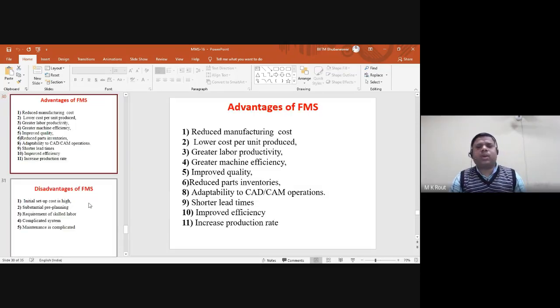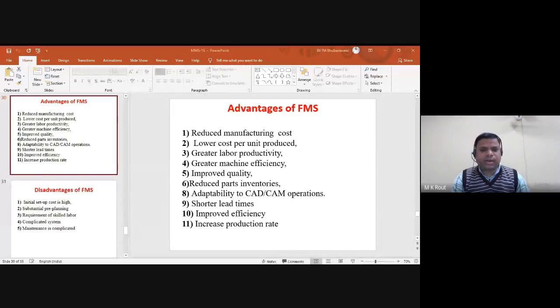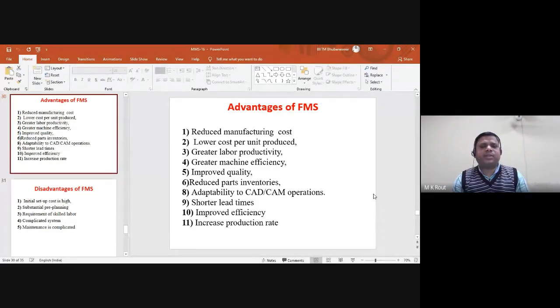Then the next topic is the advantages of flexible manufacturing systems. The advantages include reduced manufacturing cost, lower cost per unit, greater labor productivity, greater machine efficiency, improved quality, reduced part inventory, adaptability to computer-aided design and computer-aided manufacturing operations, shorter lead time, or you can say compressed lead times, improved efficiency, and increased production rate. These are the basic advantages of flexible manufacturing systems.